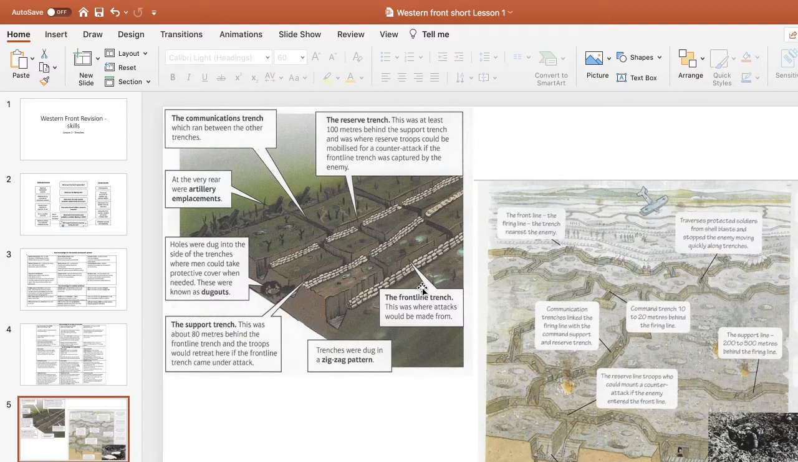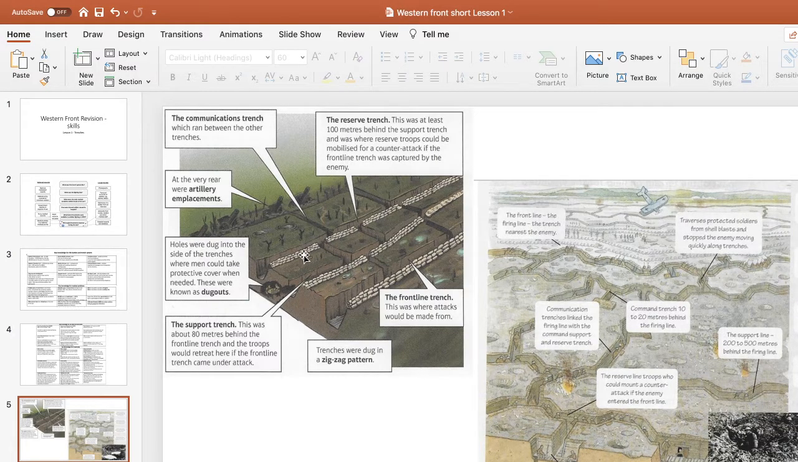Behind this trench we have the support trench. Directly behind it, you have what is called the support trench. It's 80 meters behind the frontline trench, and people would retreat here if the frontline trench came under attack, which is natural. Obviously, this is the supporting trench, so it'd be the secondary trench in which people would retreat. If you have a look, you'll be able to find some more information about this trench.